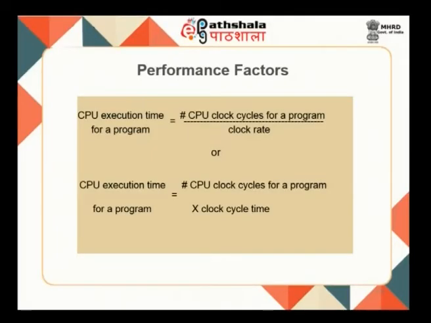Now, how do you find out the CPU execution time for a program? You can find out the total number of clock cycles that a program takes. Each program is made up of a number of instructions, where each instruction will take a number of clock cycles to execute. If you are able to find out the total number of clock cycles for a program, and if you know the clock cycle time for each of these clock cycles, then the CPU execution time can simply be calculated as the product of the total number of CPU clock cycles for a program and the clock cycle time. And because the clock cycle time and clock rate are inversely related, this can also be written as CPU clock cycles for a program divided by the clock rate.